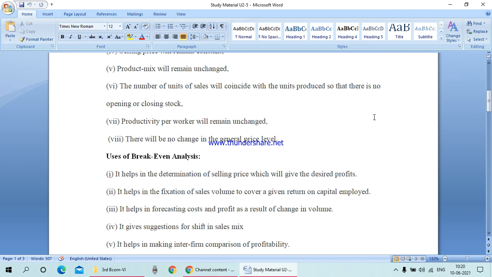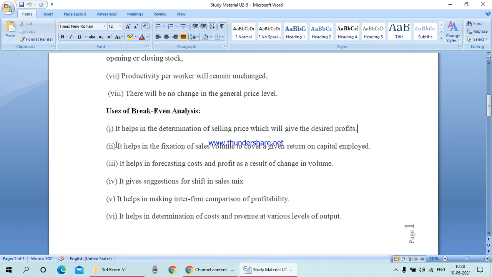Then uses of break-even analysis, or we can say the advantages or merits of break-even analysis. One, it helps in the determination of selling price, which will give the desired profits. Second, it helps in the fixation of sales volume to cover a given return on capital employed. Third, it helps in forecasting costs and profit as a result of change in volume.